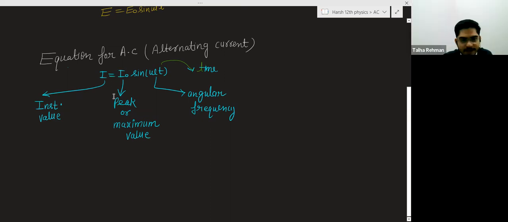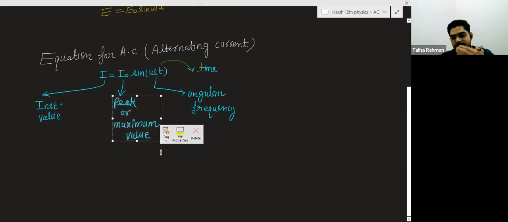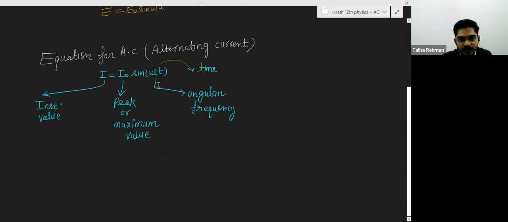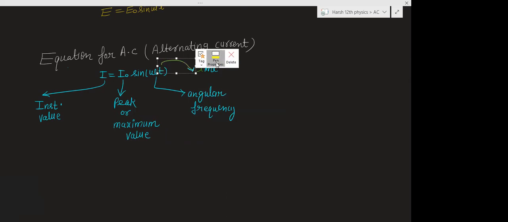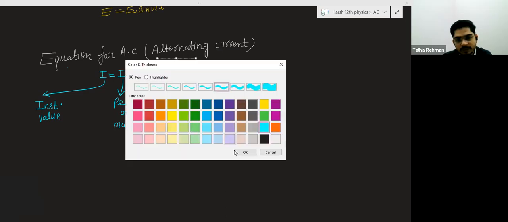And this I naught is the peak value, the maximum value of the current. Omega is the angular frequency, and t is the time. Okay, so these things we know.